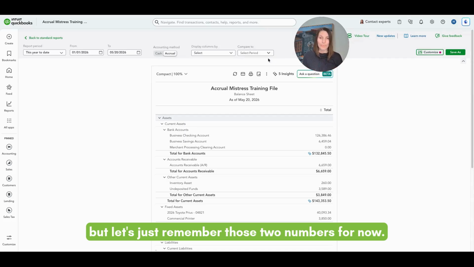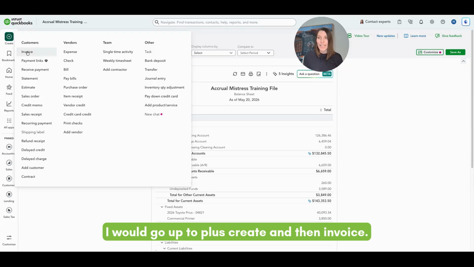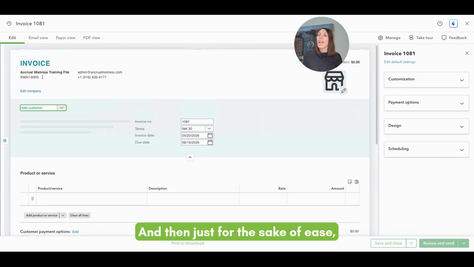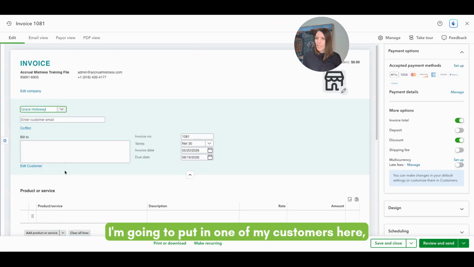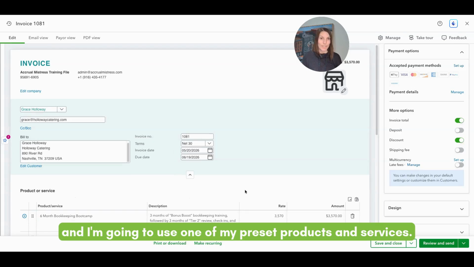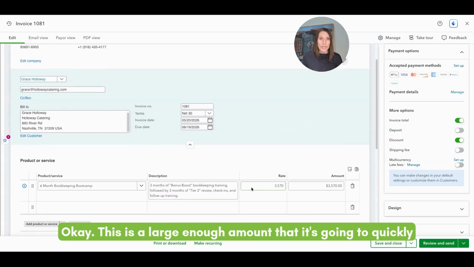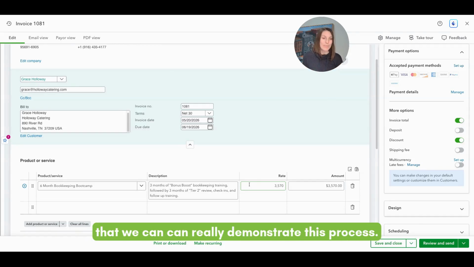So if I go to create a new invoice, I would go up to plus create and then invoice. And then just for the sake of ease, I'm going to put in one of my customers here, and I'm going to use one of my preset products and services. This is a large enough amount that it's going to quickly and easily show up on my reports so that we can really demonstrate this process.